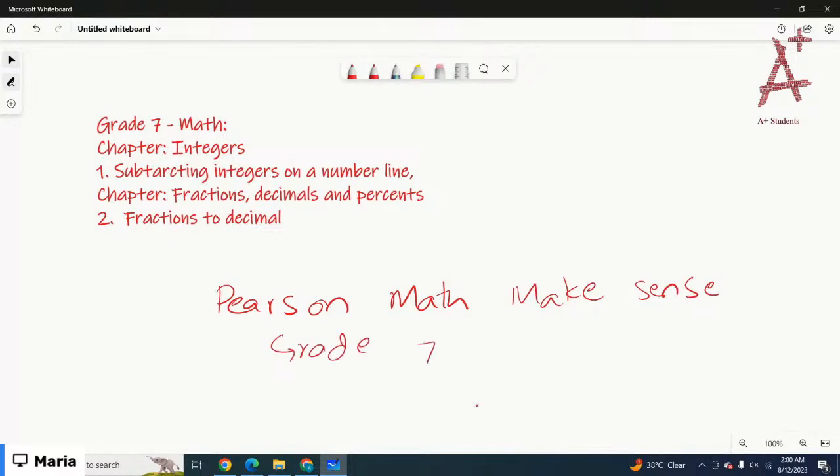So we're working on chapter 2, that is integers, and the lesson we're going to cover from the chapter is subtracting integers on number line. Then we'll start chapter 3, that is fractions, decimals and percents, and the lesson we are going to cover is fractions to decimal.